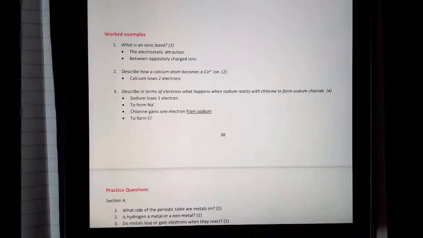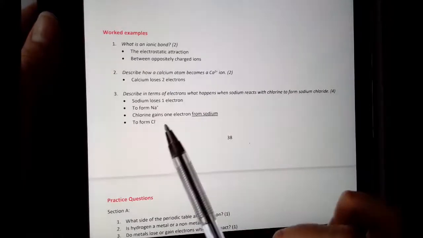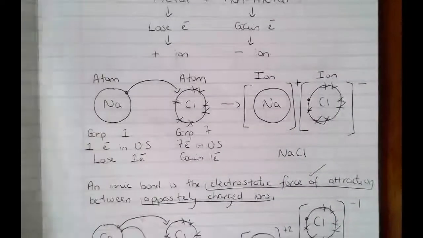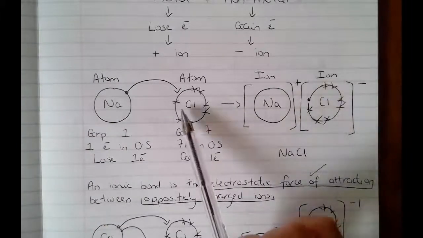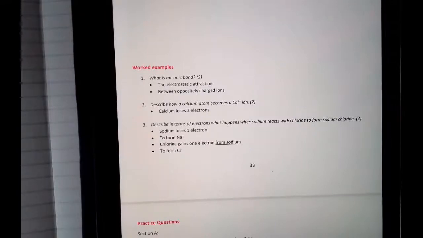The third is another typical question, and this is a 4-mark question. Describe in terms of electrons what happens when sodium reacts with chlorine. This is the reaction that we looked at, and all you have to do is describe what we drew in that diagram. So if I look at my diagram here, I can see that sodium is losing an electron to form an Na+ ion, that chlorine gets that electron from sodium and forms a Cl- ion. And just stating those 4 things gets you 4 marks.